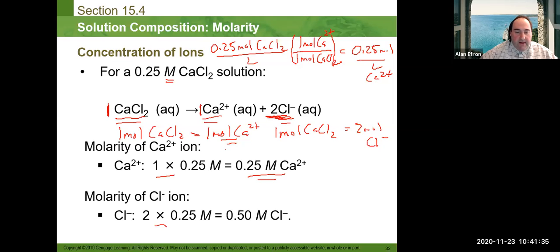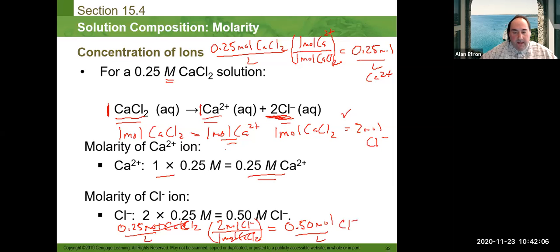And that's also why down here, if we started with our 0.25 moles per liter of the whole thing, we could use our conversion factor for how it breaks apart: for every 1 mole of the whole thing, there are 2 moles of Cl minus. Again, moles of the whole thing will cancel, getting us to our Cl minus, and we end up with 0.5 moles per liter of chloride ions.